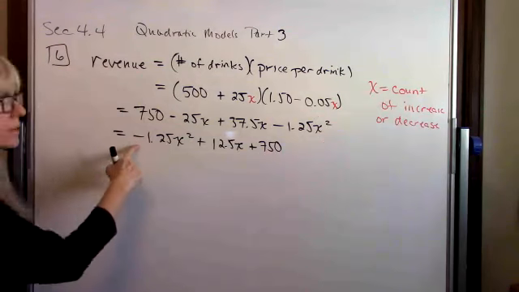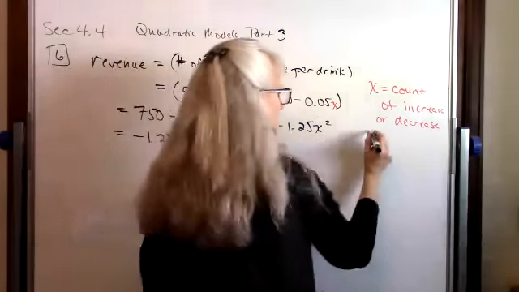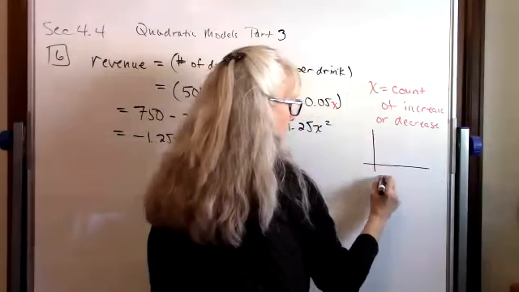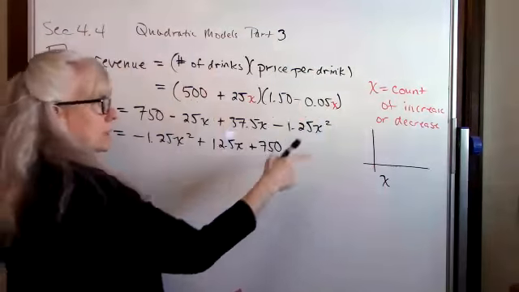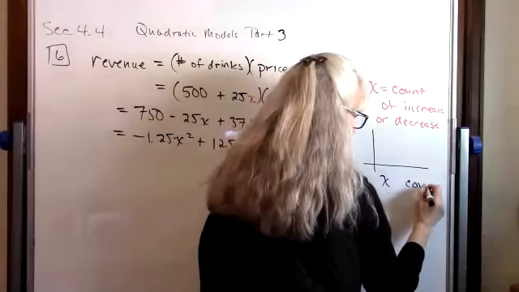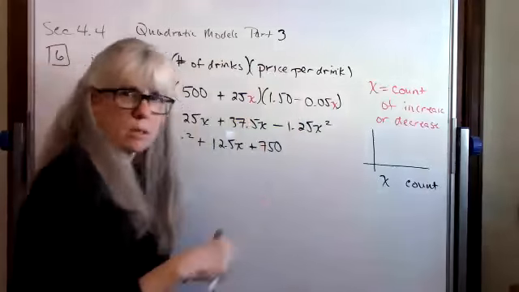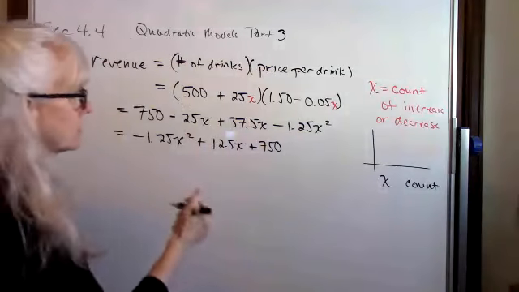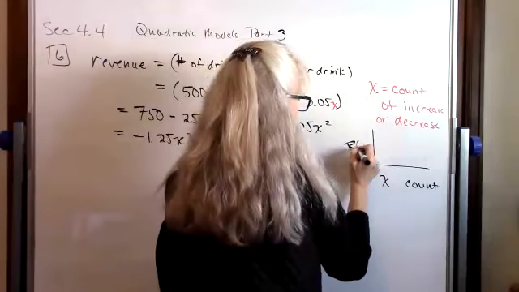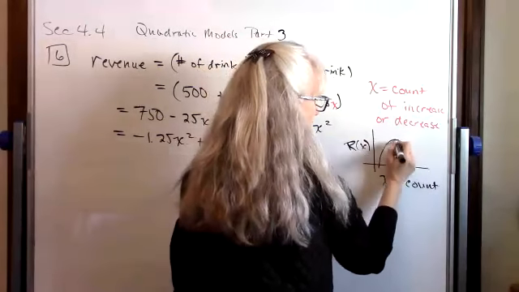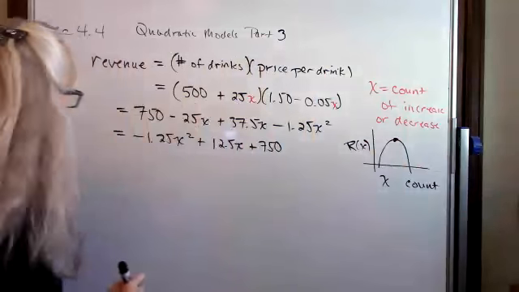Again, notice it's negative, so it's opening down. So when we look at a quickie graph of this thing, x is the input value, and in this case, it's the count. It's how many increases or decreases we're going to do. The output is our revenue. So this is our revenue bar. It's opening down. So again, it has a maximum.